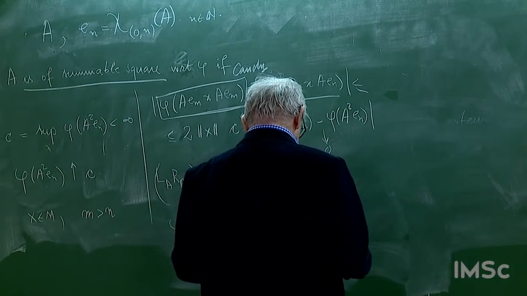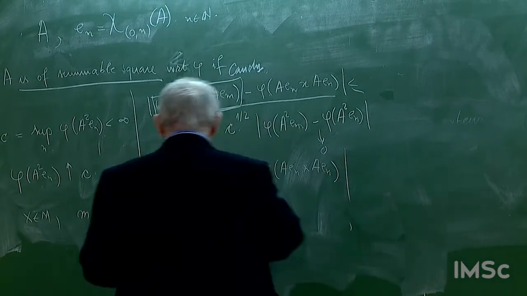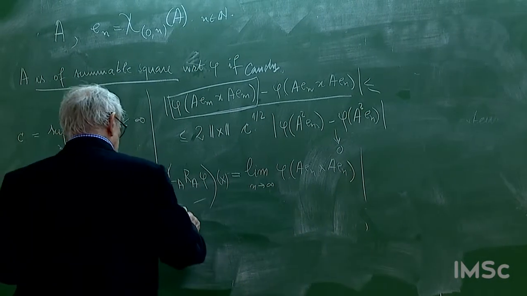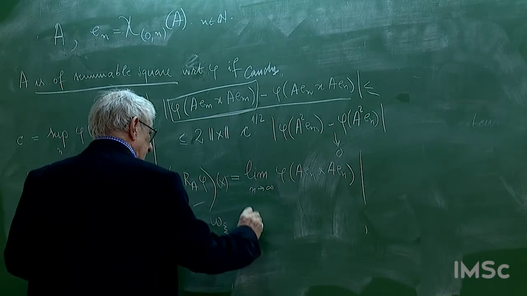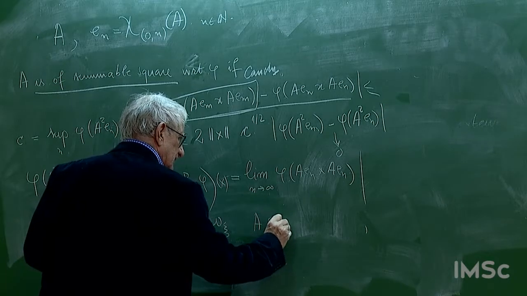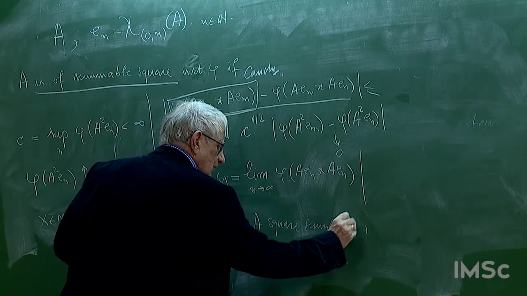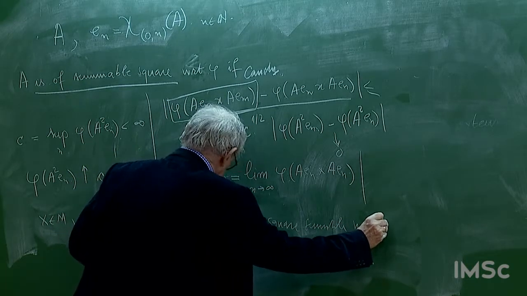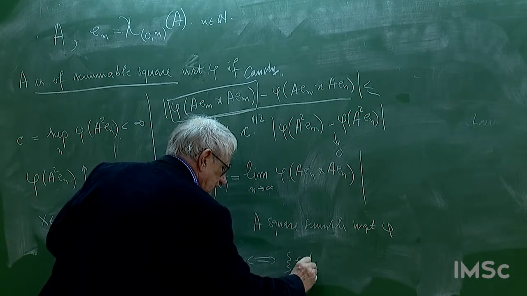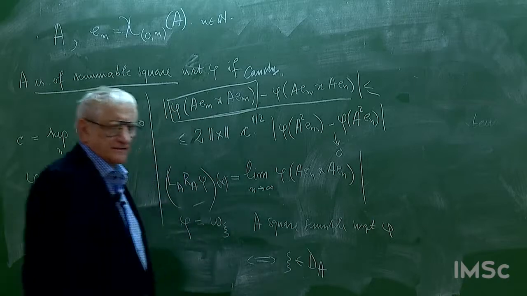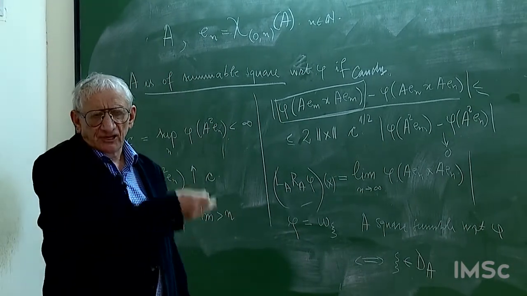So, let me consider a particular case. If phi is a vector form omega xi, then A is square integrable, square summable with respect to this phi, if and only if xi belongs to the domain of A. This is just a definition, even by functional calculus.